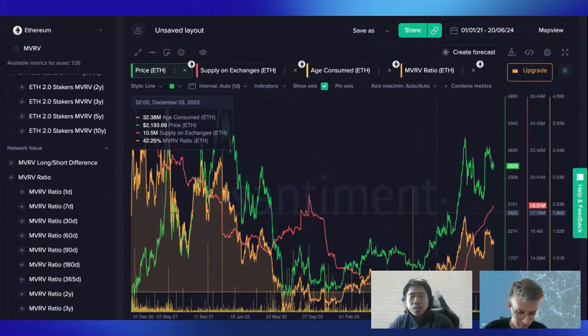If we look at how the ETF approval of BTC impacted the supply on exchanges for BTC, it had a significant sharp drop after the ETF was approved and after the ETF was active in the market.